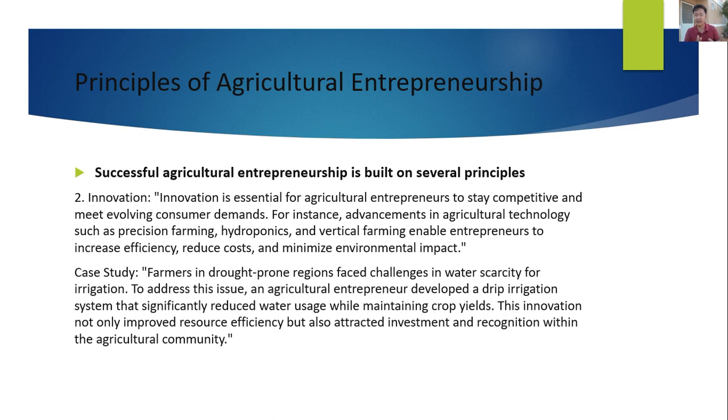Another case study about innovation. Farmers in drought-prone regions consistently face challenges in water scarcity for their irrigation. So, to address this issue, an agricultural entrepreneur developed what we call a drip irrigation system that significantly reduces water usage while maintaining desirable crop yields. This innovation not only improved resource efficiency but also attracted investment and recognition within the agricultural community.